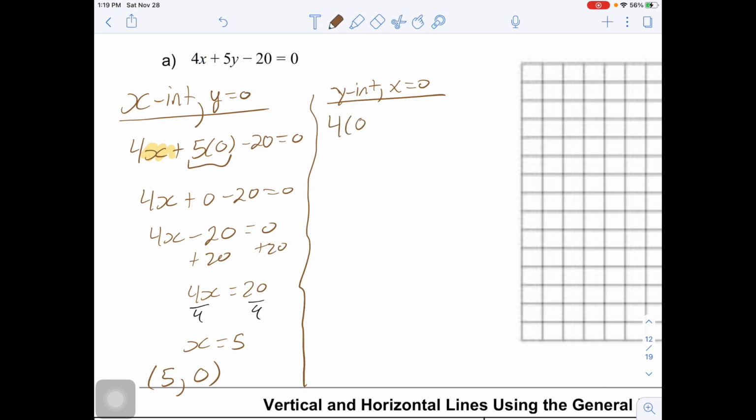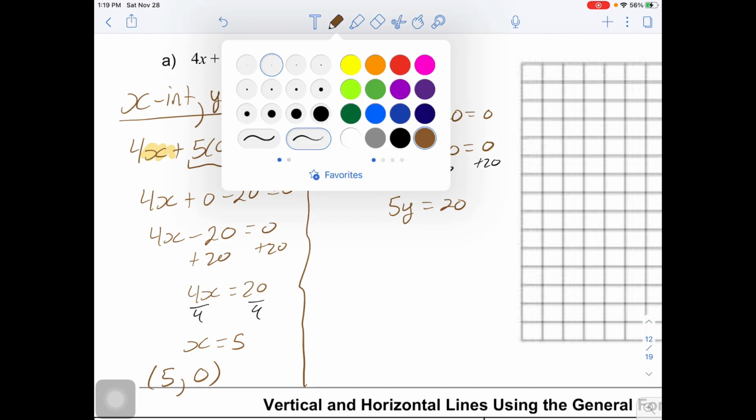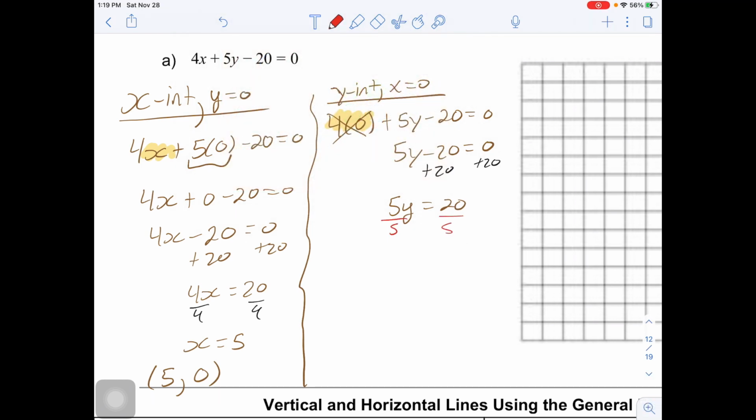So this will be 4 times 0 plus 5y minus 20 equals 0. 4 times 0 is simply 0, so that just cancels out. And we're left with 5y minus 20 equals 0. And now you're simply solving for y. So add 20 to both sides, and then we'll get 5y equals 20, and we'll divide by 5.